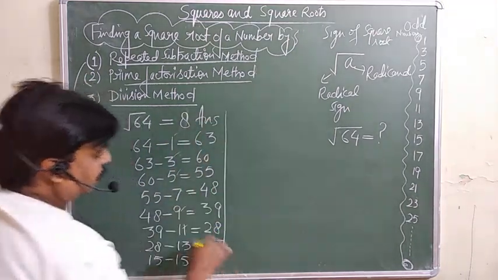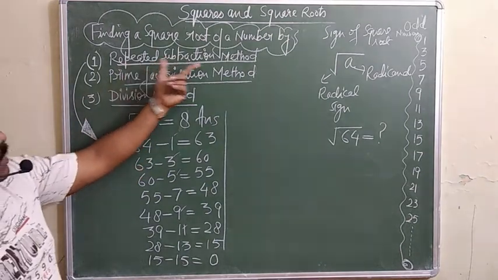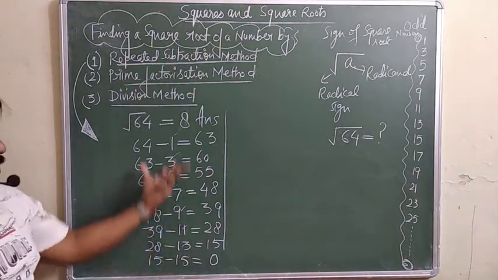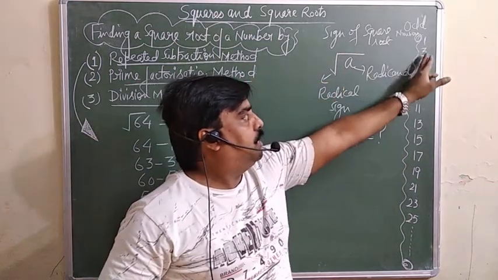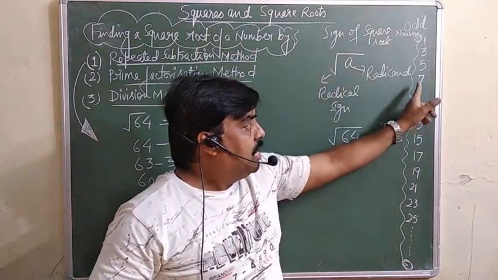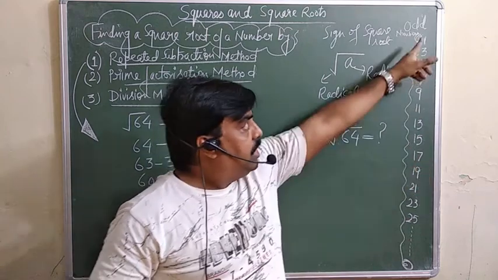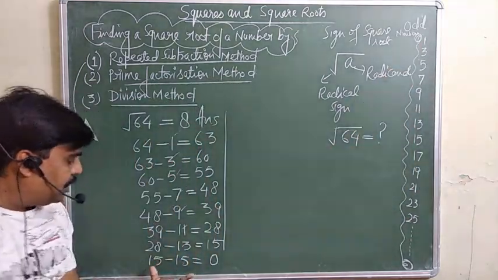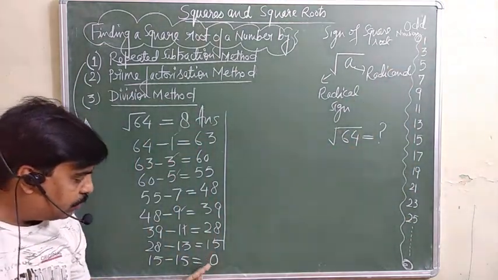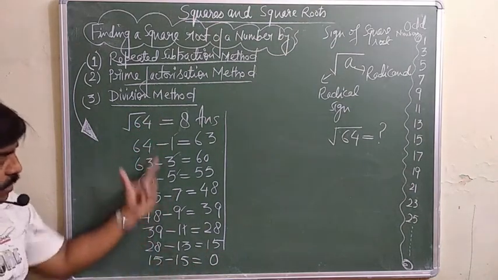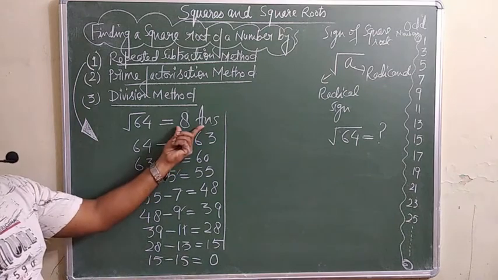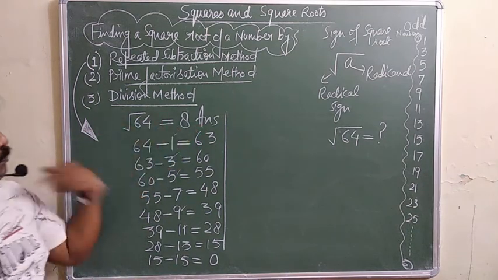This is the repeated subtraction method. Just you must subtract these numbers 1, then 3, then 5, then 7, 9. You cannot skip any of the numbers. एक एक number subtract करते जाइए and we continue this process. कब तक? जब तक difference you will get 0. Then how many numbers you subtracted after getting 0, that will be the square root of the number.